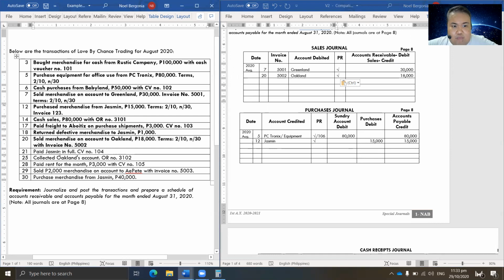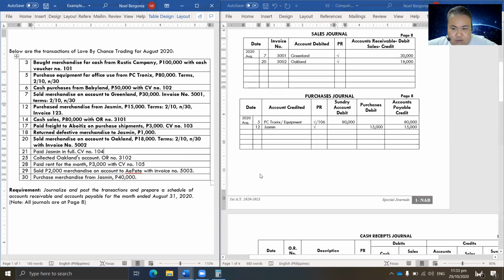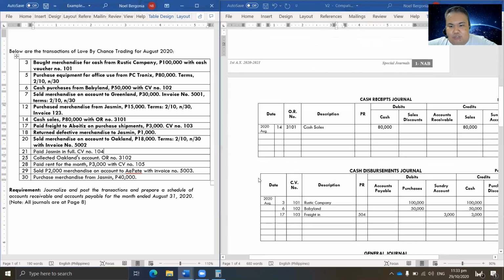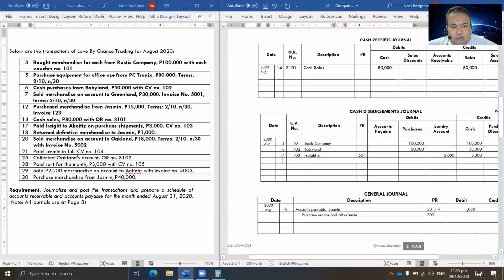Next, we have paid Jasmine in full. Okay, number 104. So nagbayad na tayo kay Jasmine. Okay, so saan yan papasok? Cash Disbursements Journal. So cash disbursements po tayo. Okay, so that is on the 21st. What's the voucher number? 104.